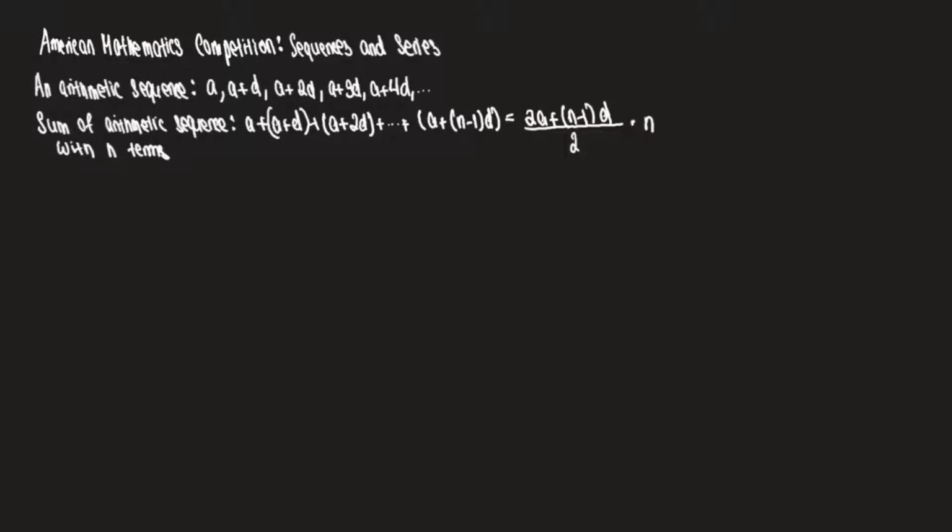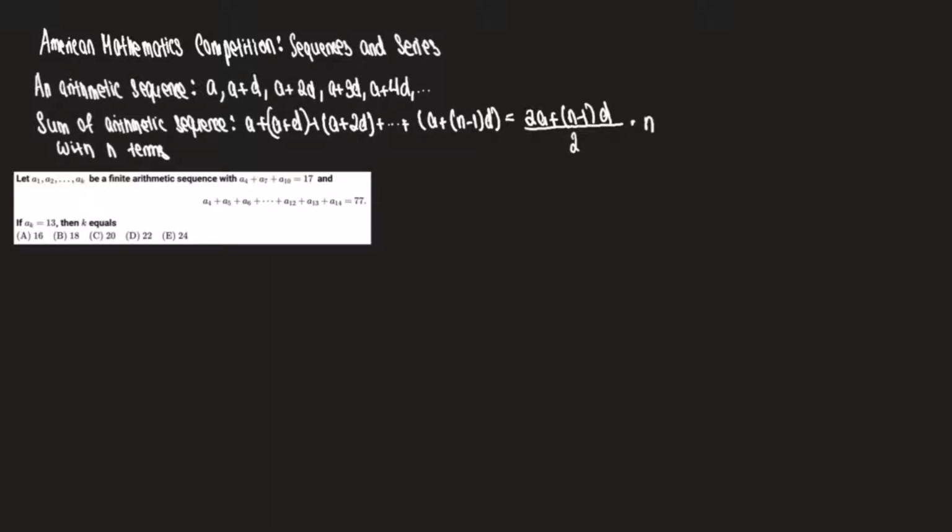Alright, now that we got that, we can begin on our first problem. Let A1, A2, through AK be a finite arithmetic sequence with A4 plus A7 plus A10 equals 17 and A4 plus A5 plus A6 plus ... plus A12 plus A13 plus A14 equals 77. If A sub k equals 13, then k equals what? I'm going to give you guys a moment to think about this, or I encourage you to pause the video and solve the problem ahead.